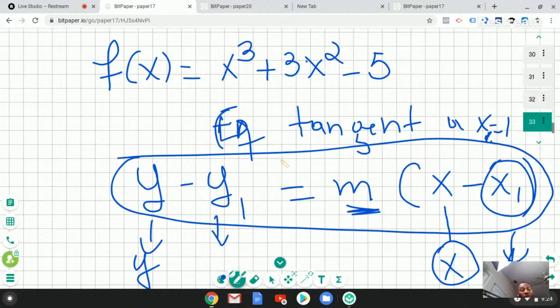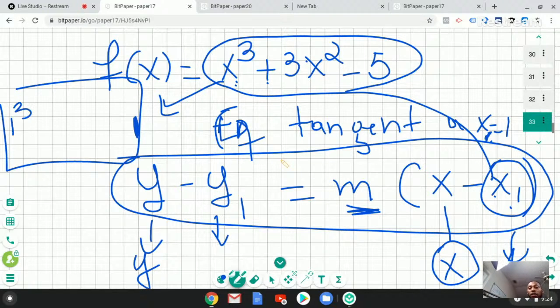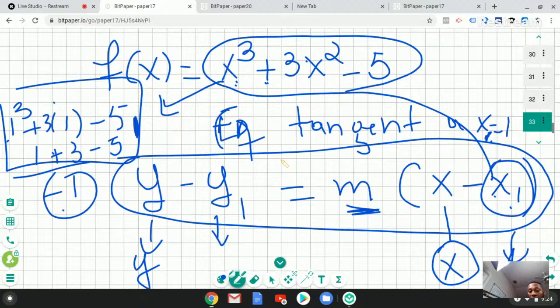The y1, you don't have it, but it's the easiest thing to calculate. The way you calculate the y1, you feed the x value into the function. So what I need is x equal to 1. I replace x by 1: 1 to the third plus 3 times 1 minus 5. 1 to the third is 1, 3 times 1 is 3, so 1 plus 3 is 4, minus 5 gives you negative 1. So that y1 is negative 1.